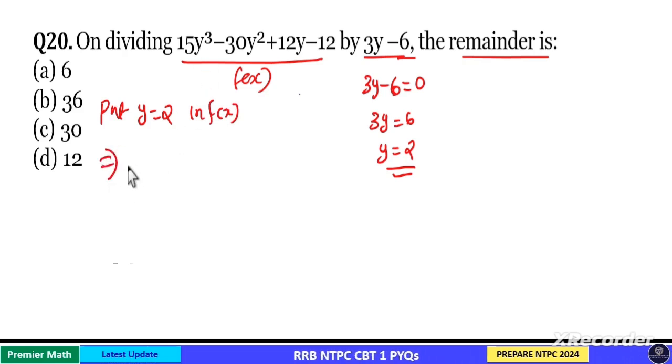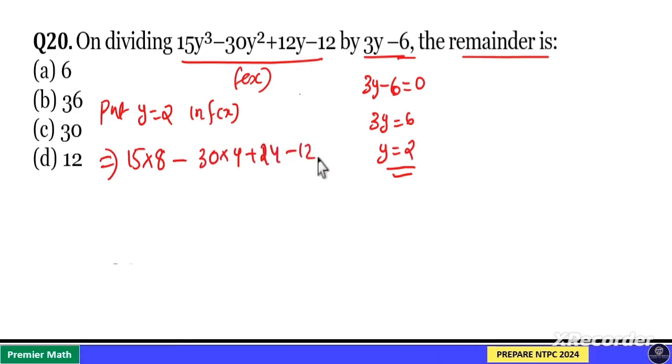So this will become 15 into y cube, which will become 2 cube, which is 8, minus 30 into y square, which will become 2 square, which is 4, plus 12y, which will become 12 into 2, 24, minus 12. Now here 15 into 8 means 80 plus 40, 120. And here 30 into 4 is also 120. So 120 and minus 120 cancel. 24 minus 12 is equal to 12. So remainder is 12. Option D is your answer.